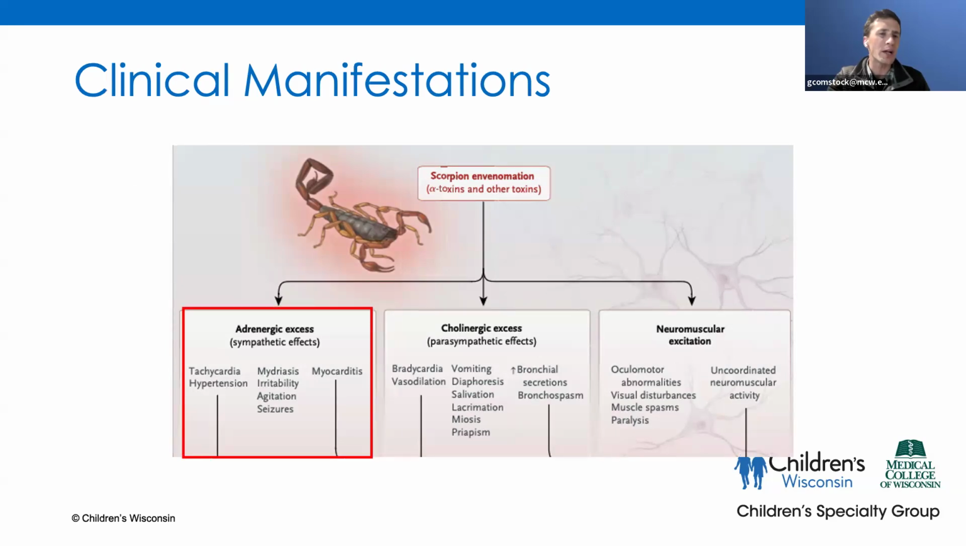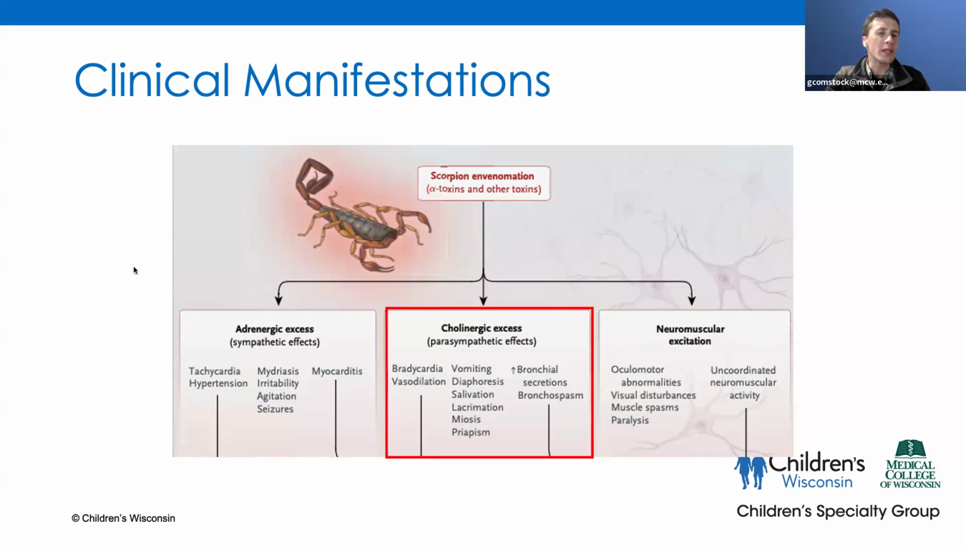Three specific categories that we think about, and we'll go one by one. Start with the adrenergic excess. The main way you're going to see this manifesting in your patients is with vital sign derangements. So unsurprisingly, tachycardia and hypertension are common, but you can also see things like agitation, irritability. In more severe envenomations, you can see seizures, and also reports of myocarditis from that substantial exposure to supraphysiologic loads of catecholamines.